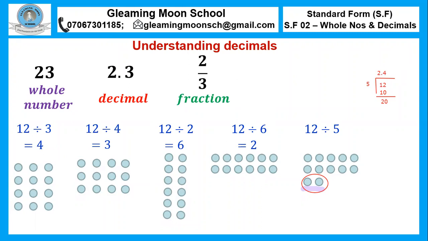It means it's a part of a whole. It is not up to a whole. So that makes 12 divided by 5 equal to what? 2.4. Now looking at this 2.4 in comparison to these answers we have got here, we've got 4 whole, 3 whole, 6 whole, and 2 whole, whereas here we have 2 whole and 4 parts of a whole. So you can see the difference between the whole number and the decimal. The decimal shows that there are some parts that are not up to a whole.